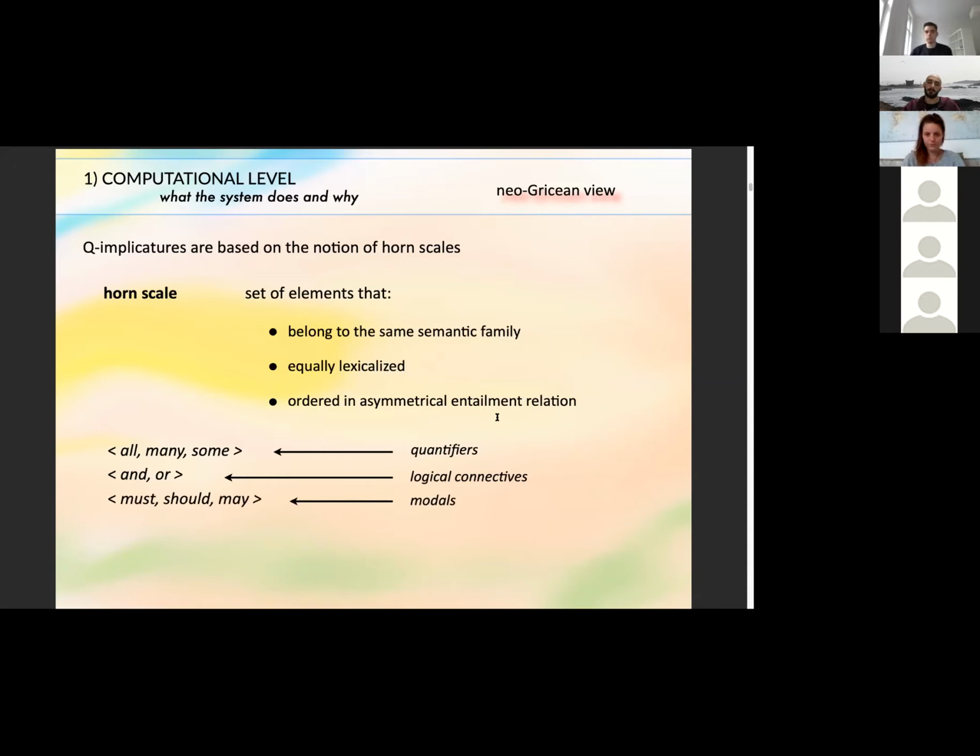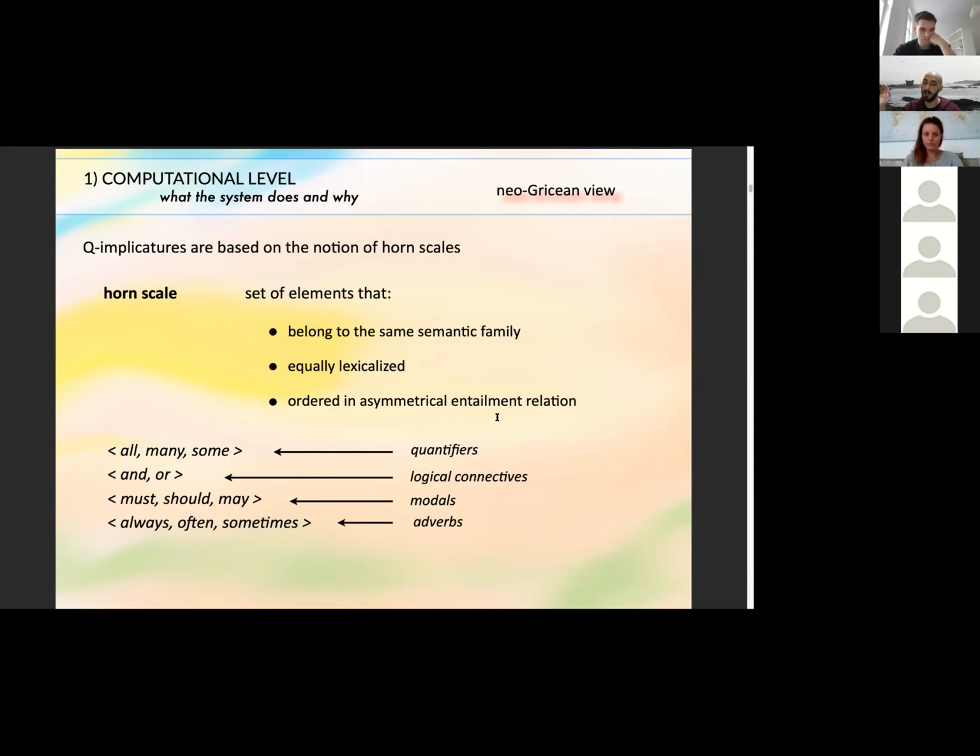Or modals. "You should do your homework by tonight" doesn't mean that you must do your homework. In fact, it kind of suggests that you are not obliged to do your homework, but it's good for you if you do, right? Or sometimes, for instance, you see that in a conversation where you say, "Oh, wait, do I have to read this book?" And then someone tells you, "You can read it, right? You don't have to. You can." It's exactly the same kind of implication.